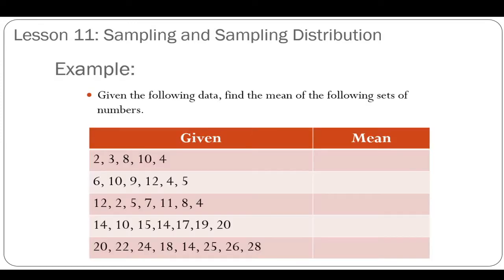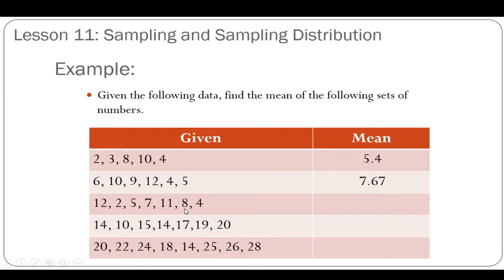Okay, good. Now, example, given the following data, let us find the mean of the following sets of numbers. So, meron tayong given dito. Kukumpitin lang natin yung average. Get your calculators and practicein natin. Ano ang average nitong una? Okay, very good. 5.4. Next. Okay. We have 7.67. How about the third one?